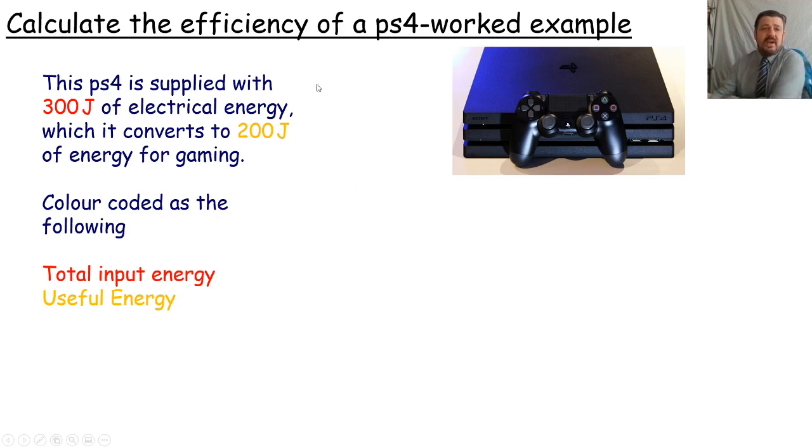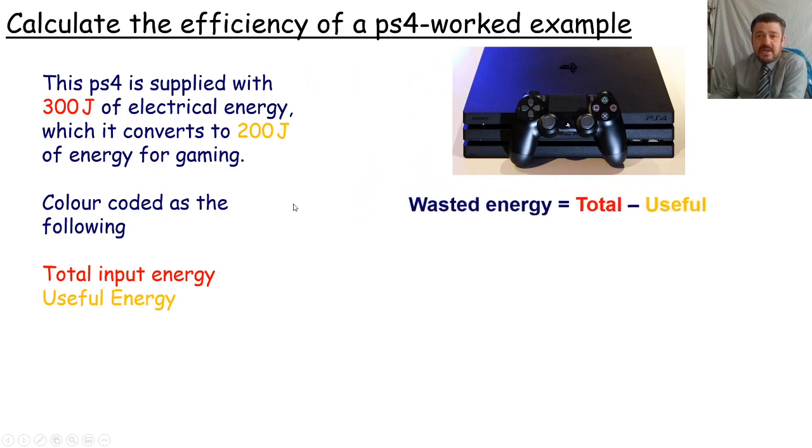So let's calculate the efficiency of the PlayStation 4. PlayStation 4 is supplied with 300 joules of electrical energy, which converts to 200 joules of energy for gaming. I've colour-coded them to make it a little bit easier to pick out the numbers that you need. So we've got total energy is going to be in red, useful energy is always going to be in amber.